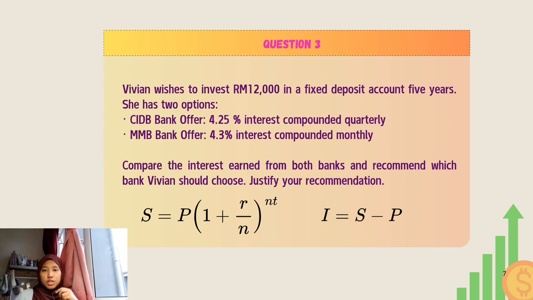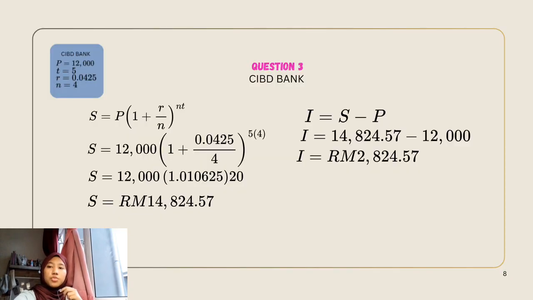Justify your recommendation. As you see in my slide, I put the formula S equals P bracket 1 plus R per N bracket, to the power of N times T. We use two formulas. The first is to find the future value for the invested amount. And second, we use the interest formula I equals S minus P.